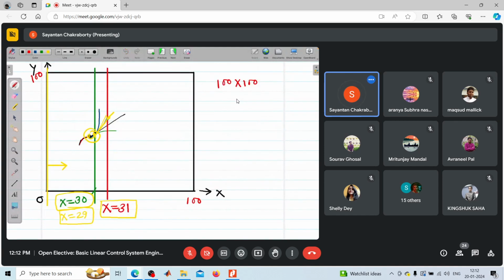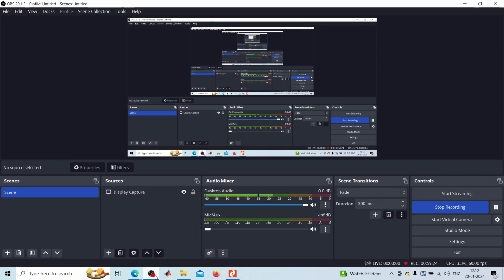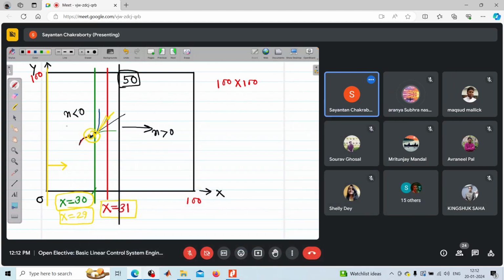Come back again. When you are analyzing this image, you started with this as your reference, right? x equal to 0. Now if you start exactly from x equal to 50, this is your reference. So this is n greater than 0, n less than 0, right? And this is n equal to 0. Just shifting of axis, right?